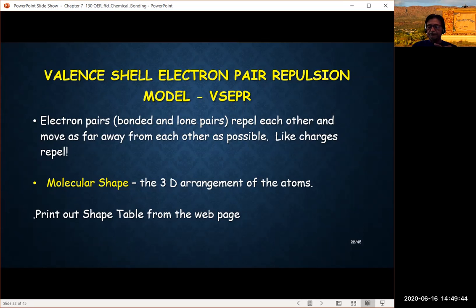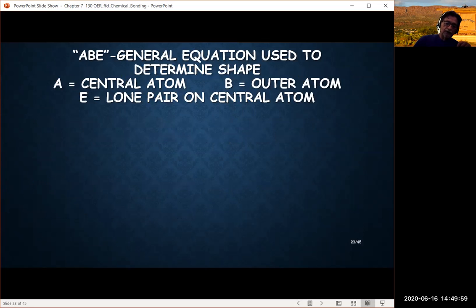All that means is, okay, the electrons being negative, they're going to repel each other. And that's going to have an effect on the overall structure of the compound, okay, in the 3-dimensional model. Don't forget that we are in a 3-dimensional world.